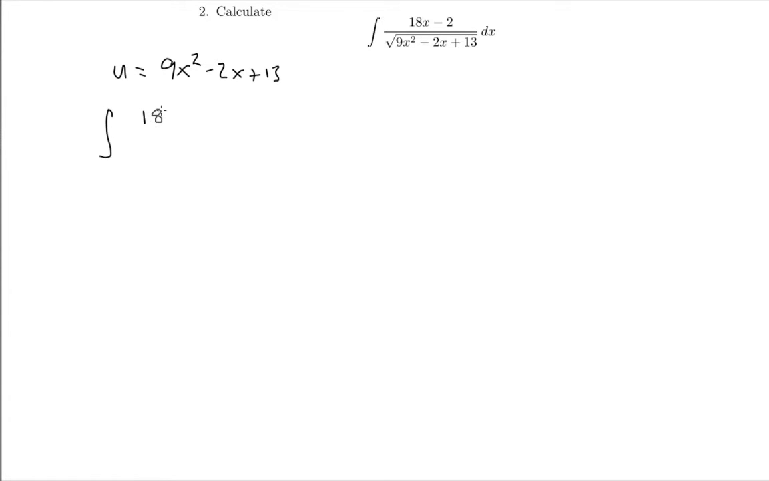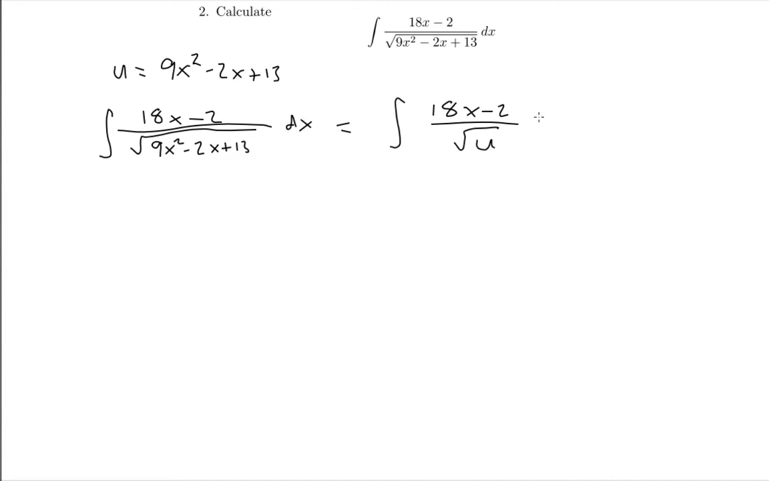This is going to be the integral of 18x minus 2 divided by the square root of 9x squared minus 2x plus 13 dx. And now if we put in our u, this is going to be the integral of 18x minus 2 all over the square root of u dx. The next step is to replace the square root by an exponent of 1/2, just because it'll be easier to work with. So I'm not really doing anything here except rewriting the square root as an exponent.